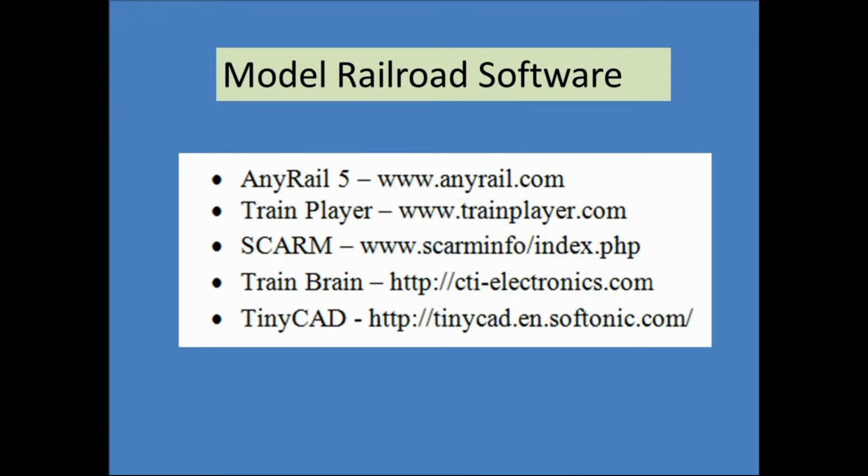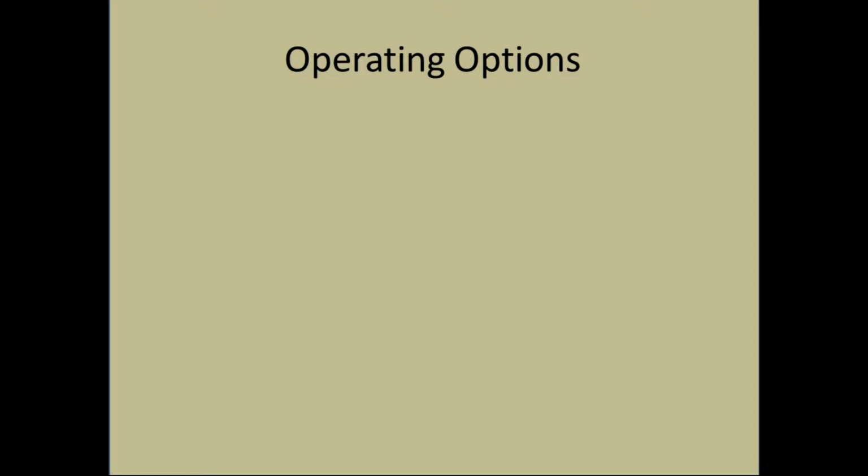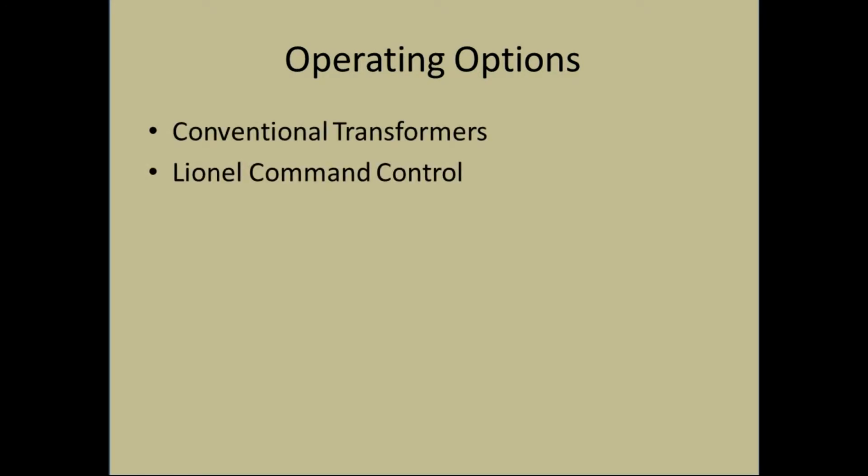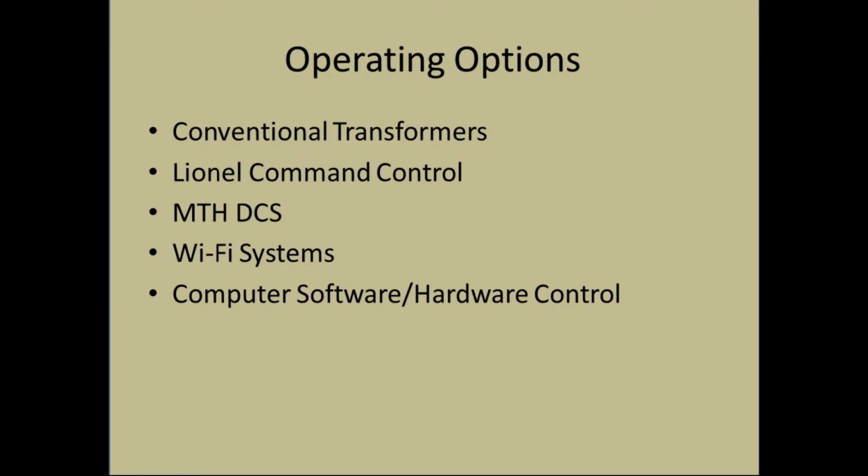How you will eventually operate your model railroad is part of the design phase and should not be overlooked. What you decide to use may impact your layout design. Will you use conventional transformer, command control, DCS, Wi-Fi system, or some computer control? These are all options. So we will continue talking about the design phase as it relates to how you will operate your trains.